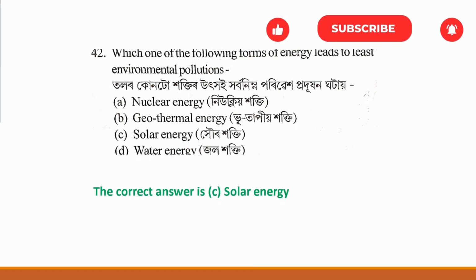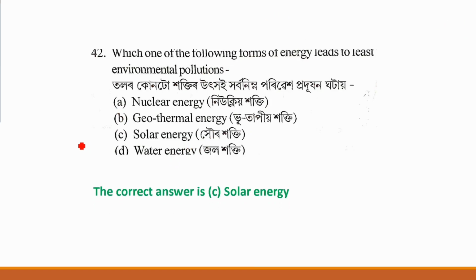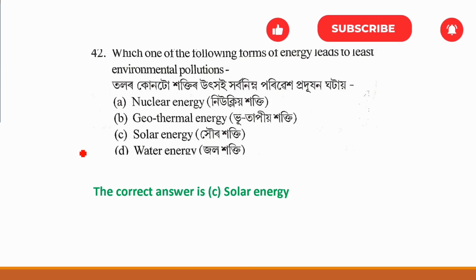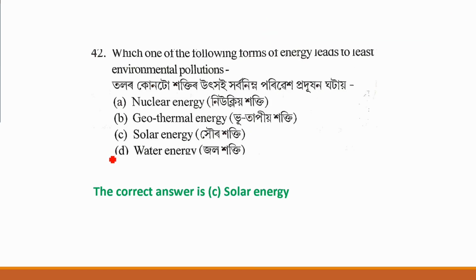Why? Because solar energy generally leads to the least environmental pollution, since solar energy has the fewest emissions and produces minimal waste compared to others like nuclear or even geothermal and water energy, which can disrupt ecosystems. So our correct answer will be what? Correct answer will be solar energy. We'll proceed with the next question.